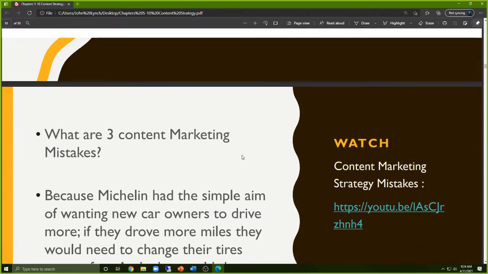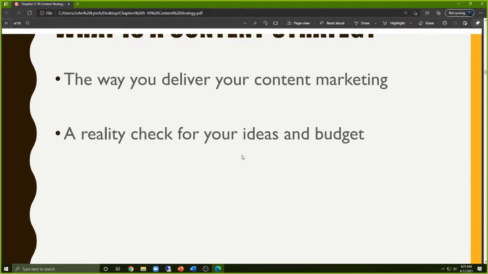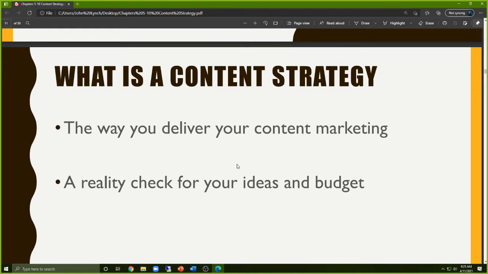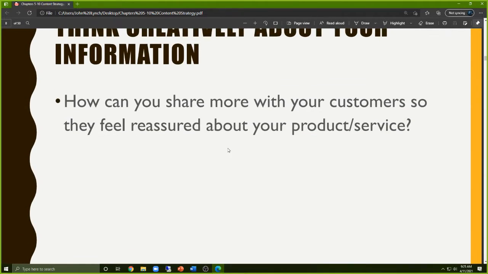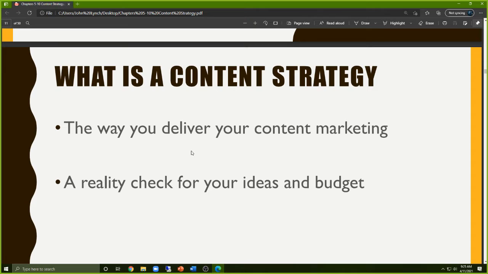Again, that just relates to our idea that sometimes it's good with your brand and your company to explore new areas, and other times it might backfire too. But sometimes it's good to explore these other avenues. But again, if you look here for our content strategy, that will just be the way that we go ahead and deliver our content marketing.